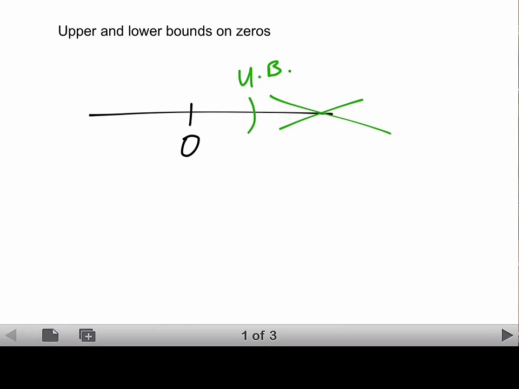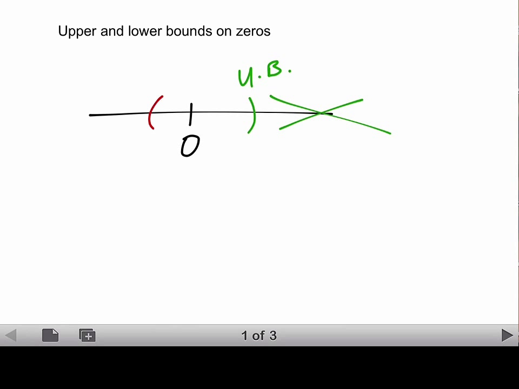In this session, we're going to see how to find upper and lower bounds on zeros, in particular zeros of polynomials. Okay, well, we're really going to see how to recognize upper and lower bounds. First, let's describe them. An upper bound is a positive number such that no solution to a polynomial is bigger than it. So on a number line, no solutions are to the right of an upper bound.